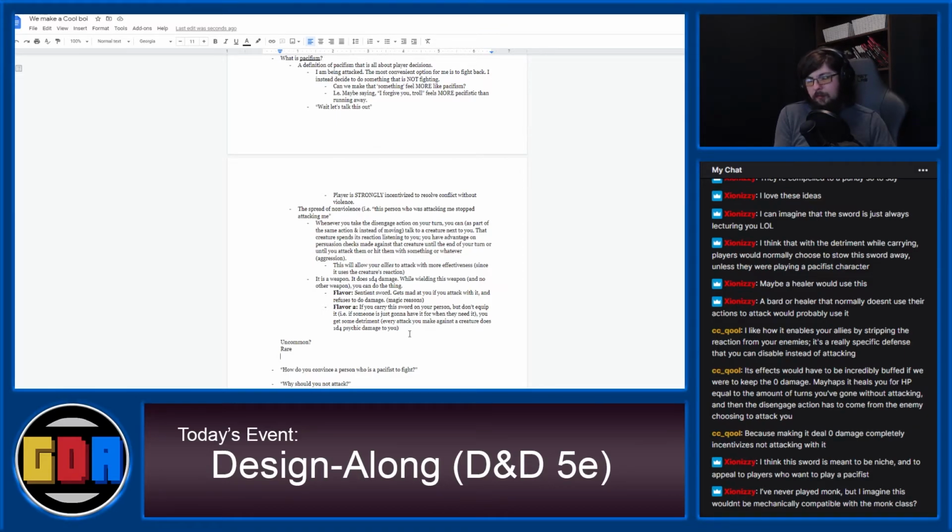Not really. Monks want their actions. Monks want to be punching stuff most of the time, and they get extra attack at 5th. So.